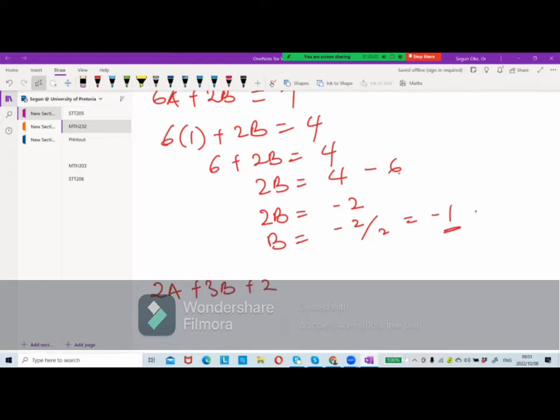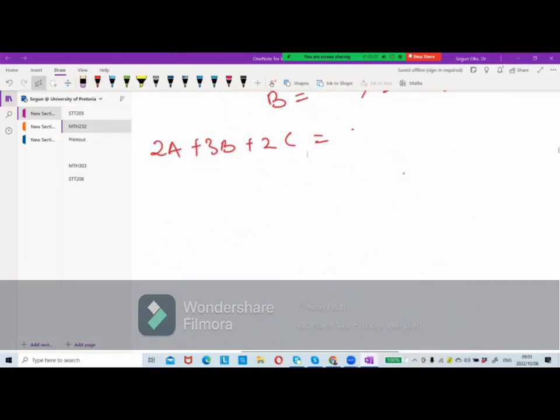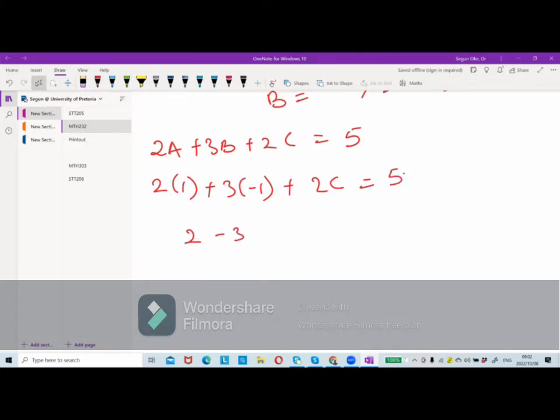Now, the last one, which is our constant, we have it to be 2a plus 3b plus 2c equals to 5. Now, we have a, we have b. We can substitute them. 2 times 1 plus 3 of negative 1 plus 2c equals to 5. When you open the bracket, you have 2 minus 3 plus 2c equals to 5.